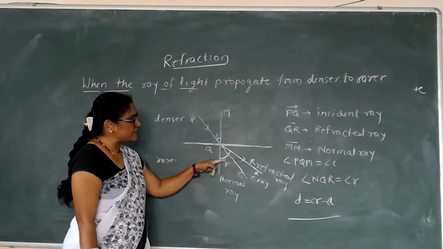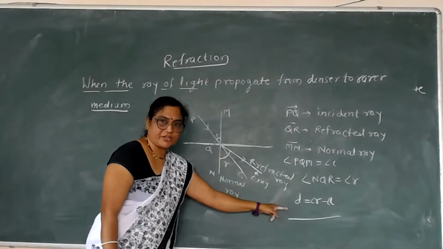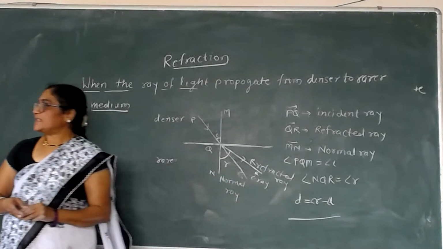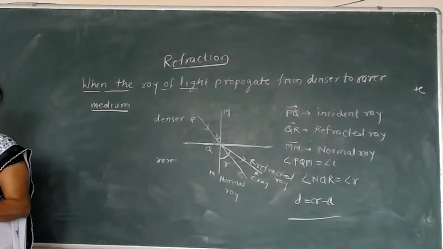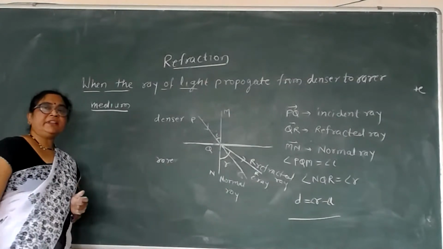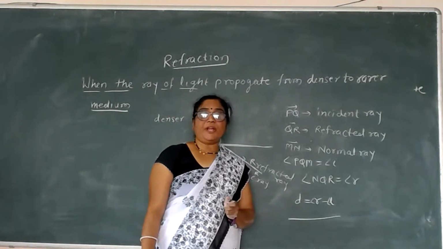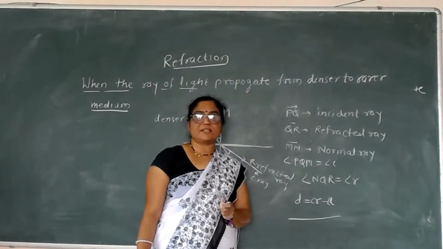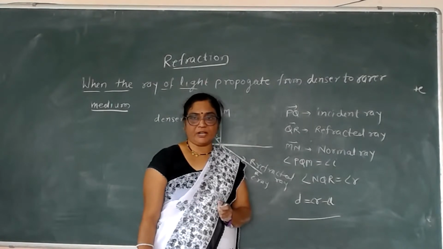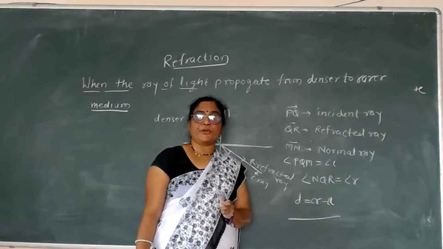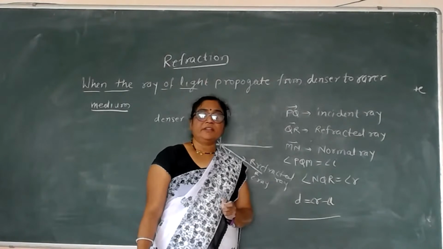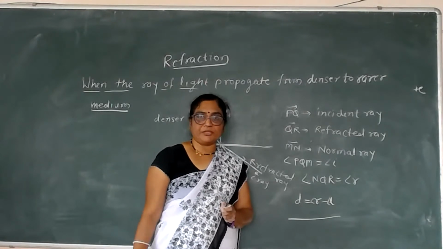This change in angle is known as the angle of deviation. So this process is known as refraction. This is a related figure when the ray of light is propagated from rarer to denser. When the ray of light is propagated from rarer to denser, it bends towards the normal. And when the ray of light is propagated from denser to rarer, that time it bends away from the normal.